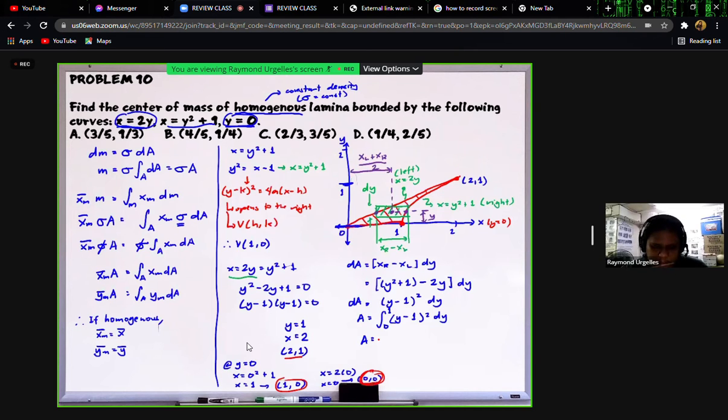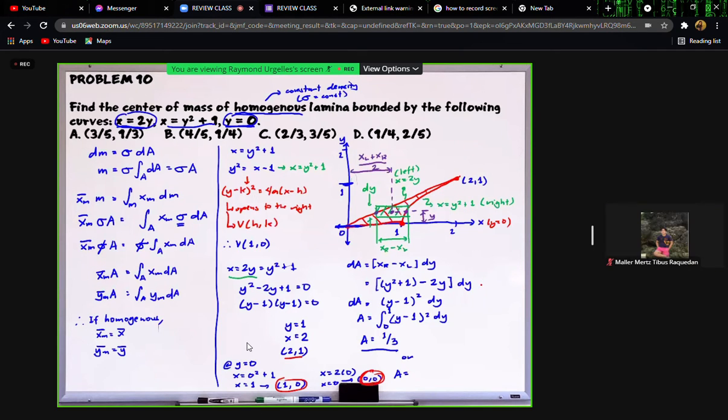So we have the integral of y minus 1 quantity squared, from 0 to 1. You will get that this is 1/3. So we now have our area.